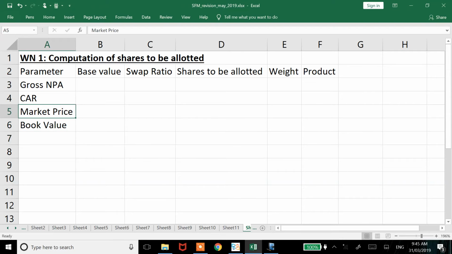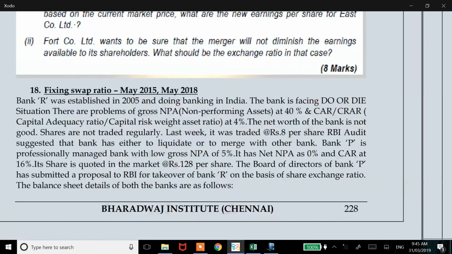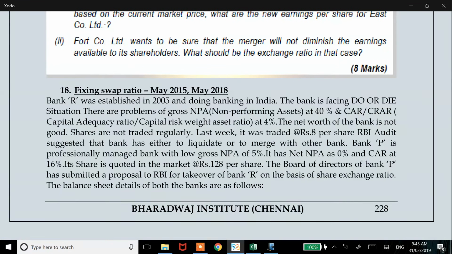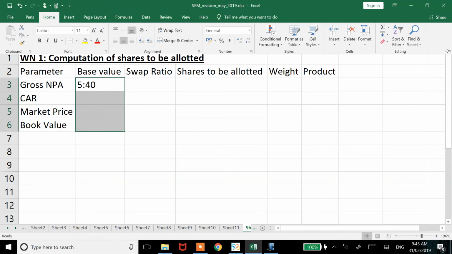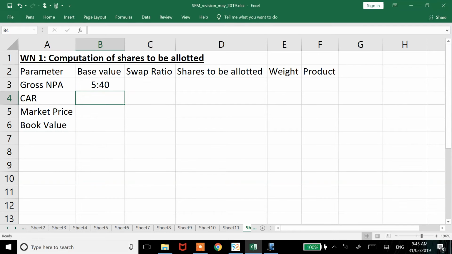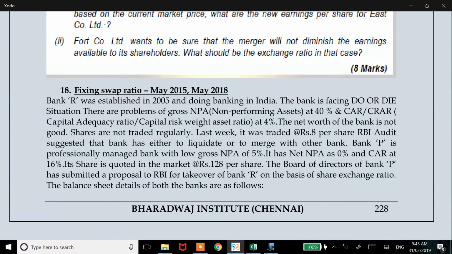Look at the question. Somewhere you will see the NPA numbers. What are the NPA numbers for the 2 entities? Gross NPAs, acquiring company to target company. Acquiring has 5% and target has 40%. So 5 is to 40. The company which acquires will come first, the company which is getting acquired will come second. 5 is to 40.